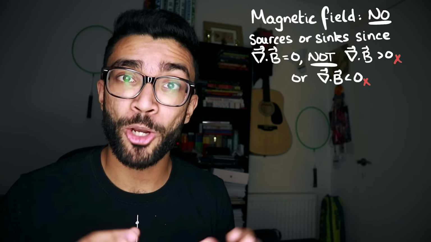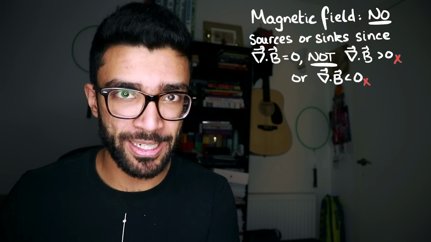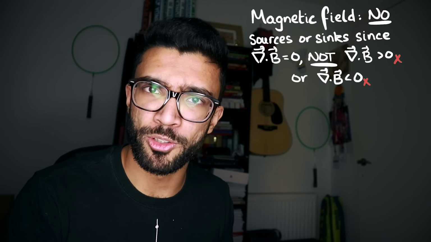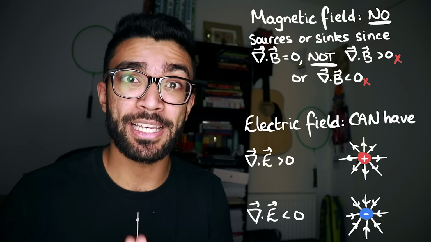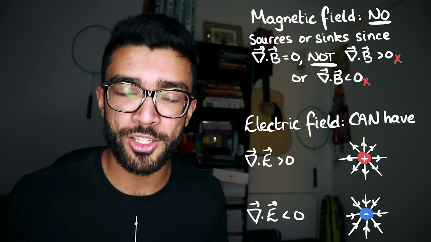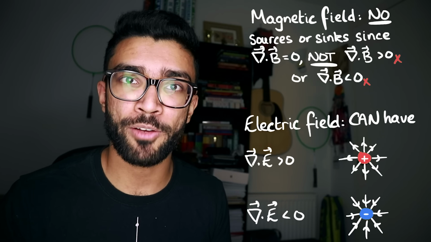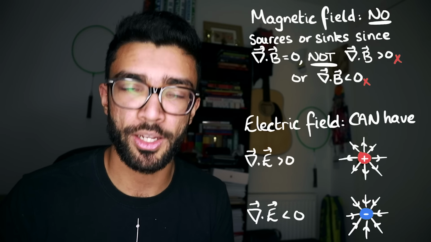Firstly, it tells us that there are no individual sources or sinks of magnetic field. Compare this with electric fields, by the way, which have sources and sinks. Positive charges are sources because the electric field goes outwards from a positive charge, and negative charges are sinks because the electric field points inwards towards a negative charge. This is not true for magnetic fields according to Maxwell's equation.